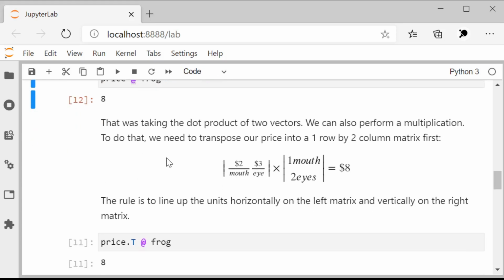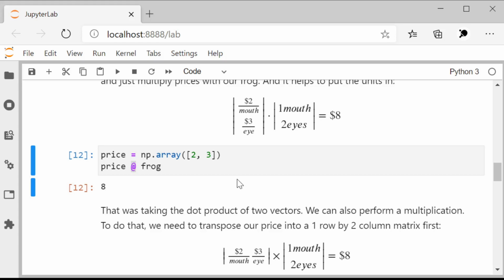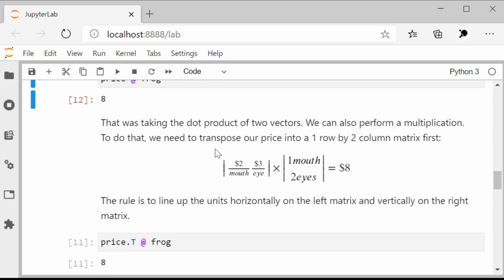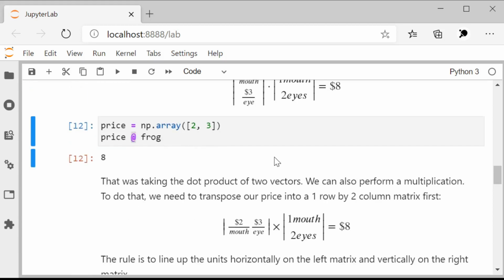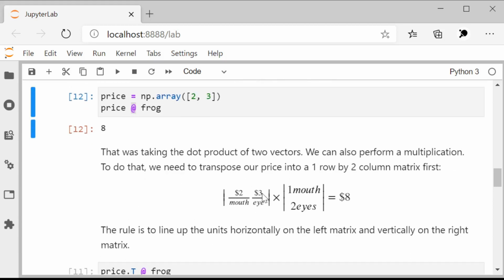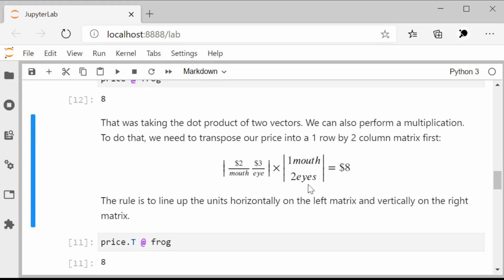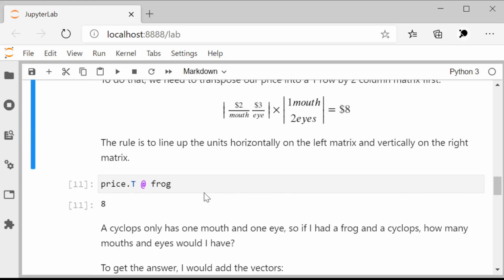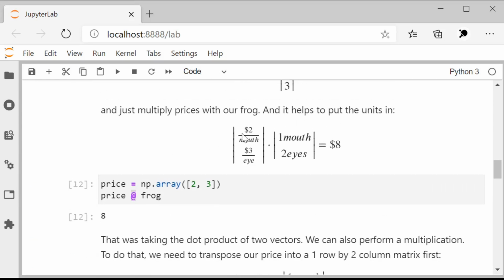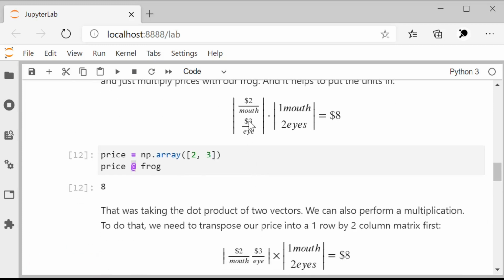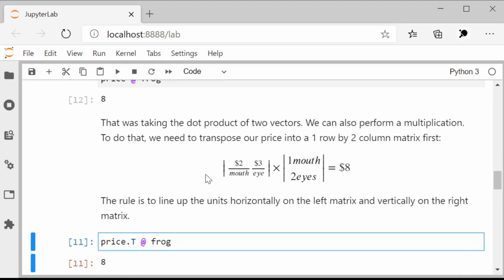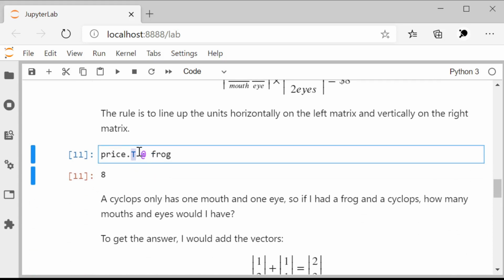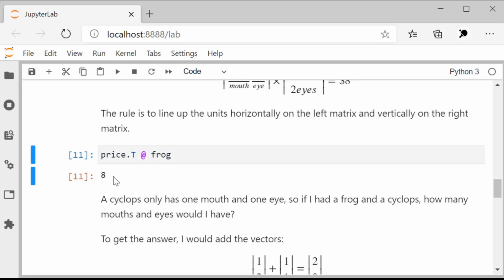I could also do not just a dot product of 2 vectors, but multiplication with matrices. In this case, I have to make sure that the number of columns on the left side of my multiplication equals the number of rows on the right side, and I still end up with $8. If I want to transform my vertical vector into a horizontal matrix, I would do a transpose, in this case .T, and then all I'm going to do is multiply this with the frog. I still end up with $8.